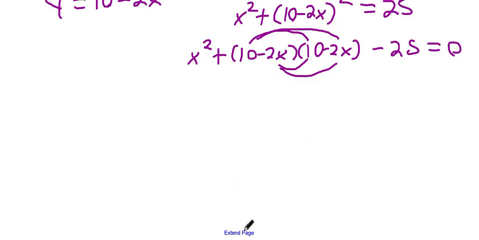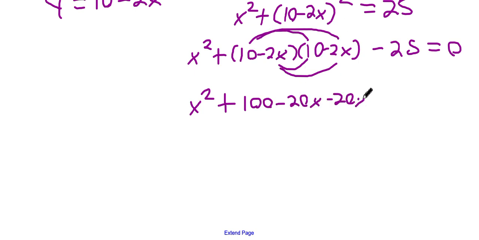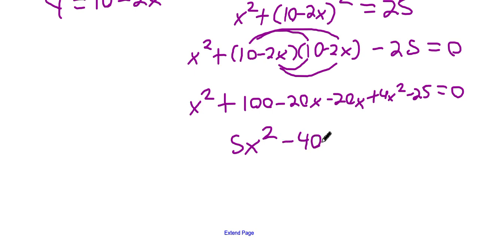So I got x squared, and what you told me, 10 by 10 is 100. 10 by 2x is 20x. Minus 2x by 10 is another 20x. 2x by 2x is 4x squared, and then a minus 25. And then we got 4x squared plus x squared is 5x squared, minus 20x minus 20x, and 100 take away 25 is 75.